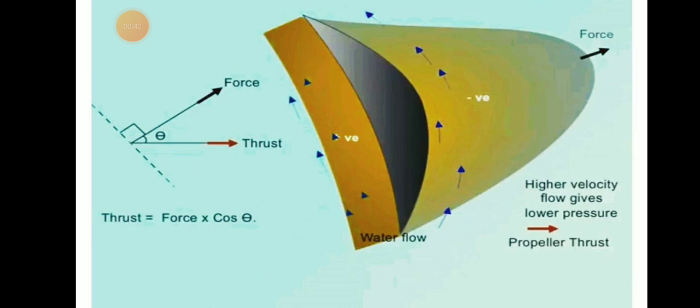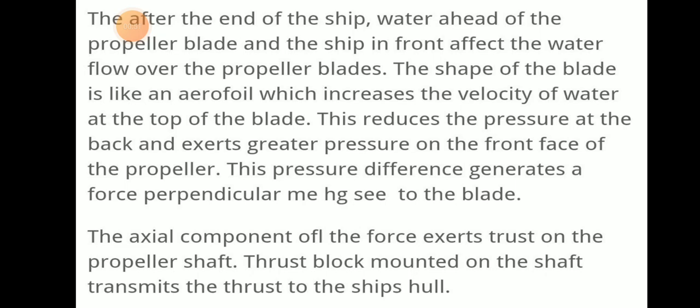Here we can see the thrust force. Thrust will be equal to force times cos theta. Higher velocity flow gives lower pressure, which means propeller thrust also increases. At the aft end of the ship, the water ahead of the propeller blade and the ship in front affect the water flow over the propeller blade.